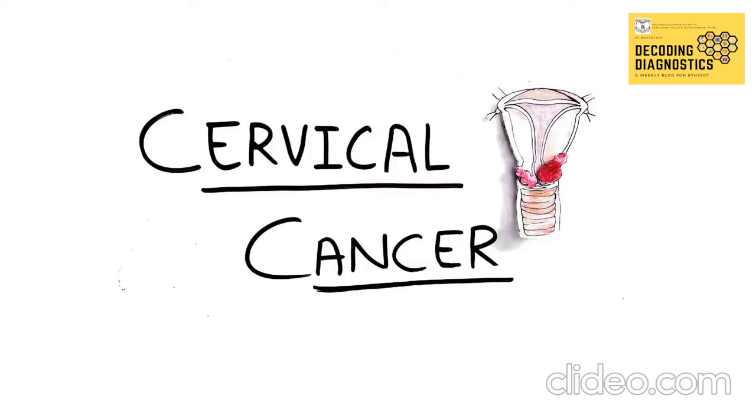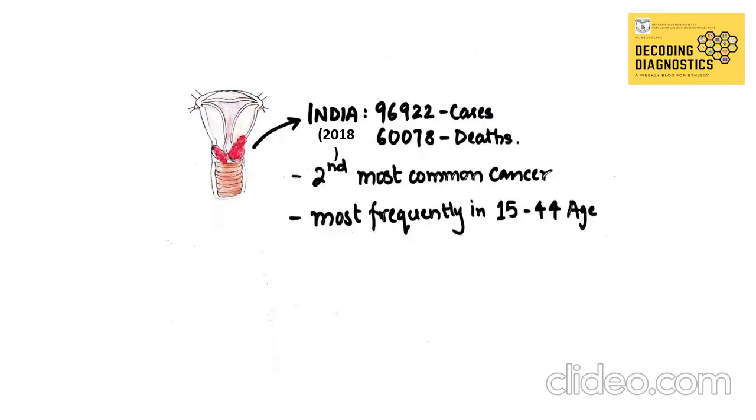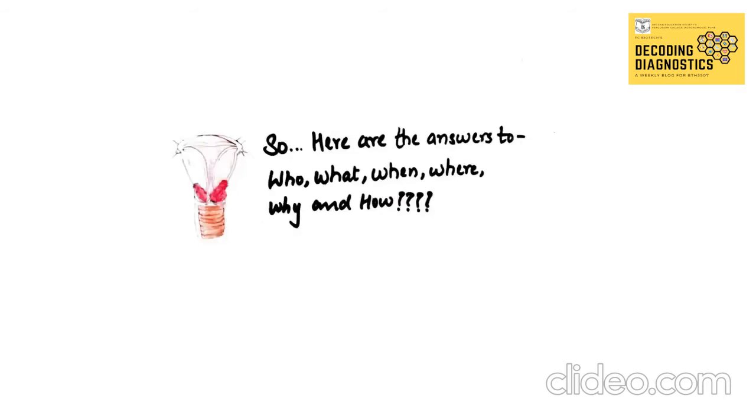Cervical cancer. According to the estimates of 2018, it was observed that 96,922 cases of cervical cancer occur annually, from which 60,078 deaths took place. Seems high, right? That's because cervical cancer is the second most common cancer and it is most frequent in the 15 to 44 age group. So here are all the answers to your questions.